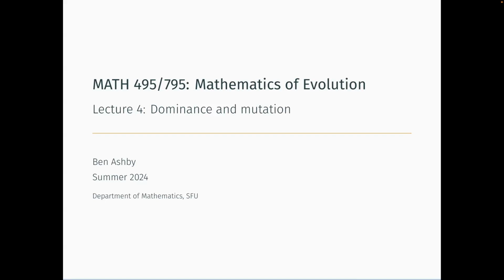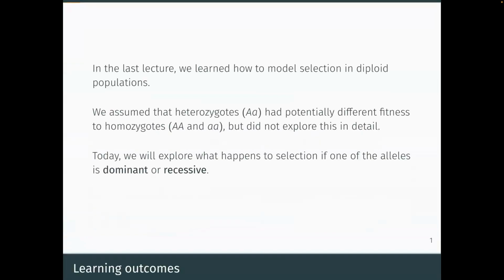Also, in our models so far, we haven't looked at mutation at all. So later today, in the second half, we're going to be looking at the balance between mutation and selection and whether it can tell us anything about some real data. Okay, so that's the gist of today.